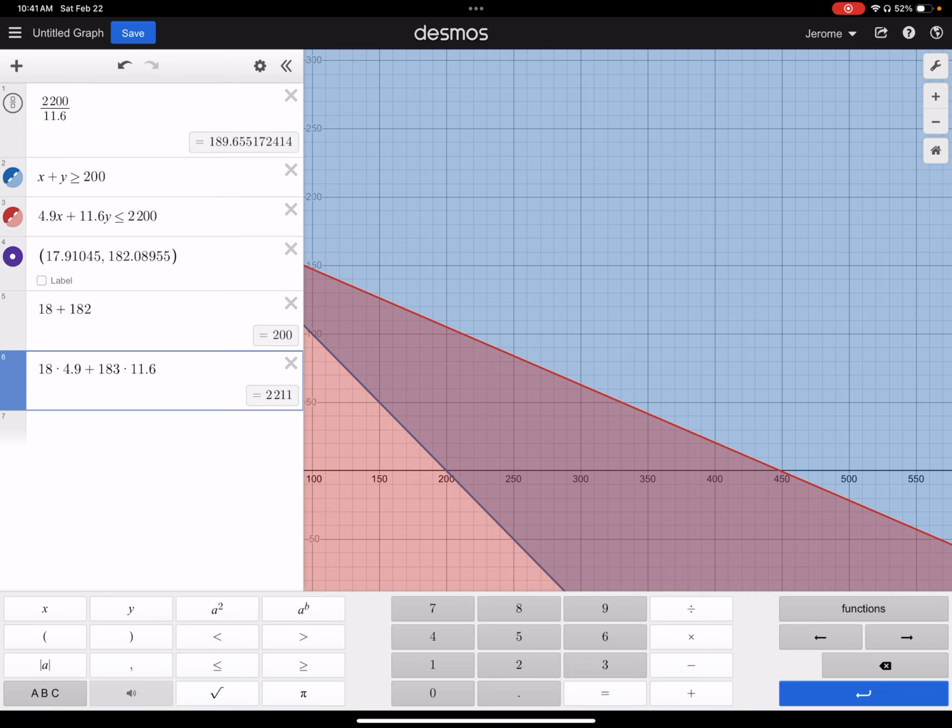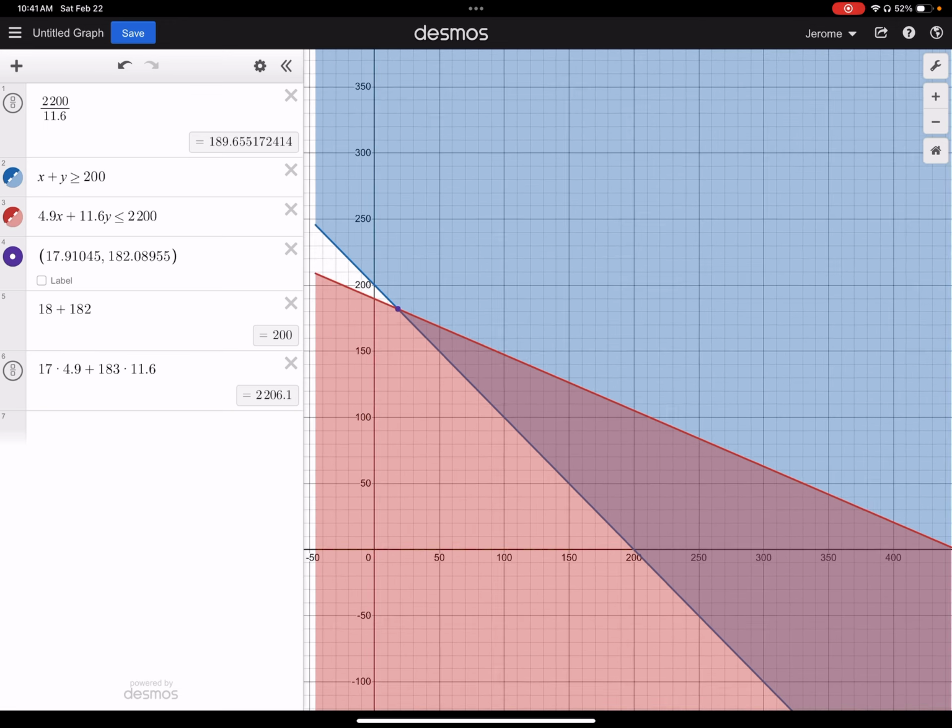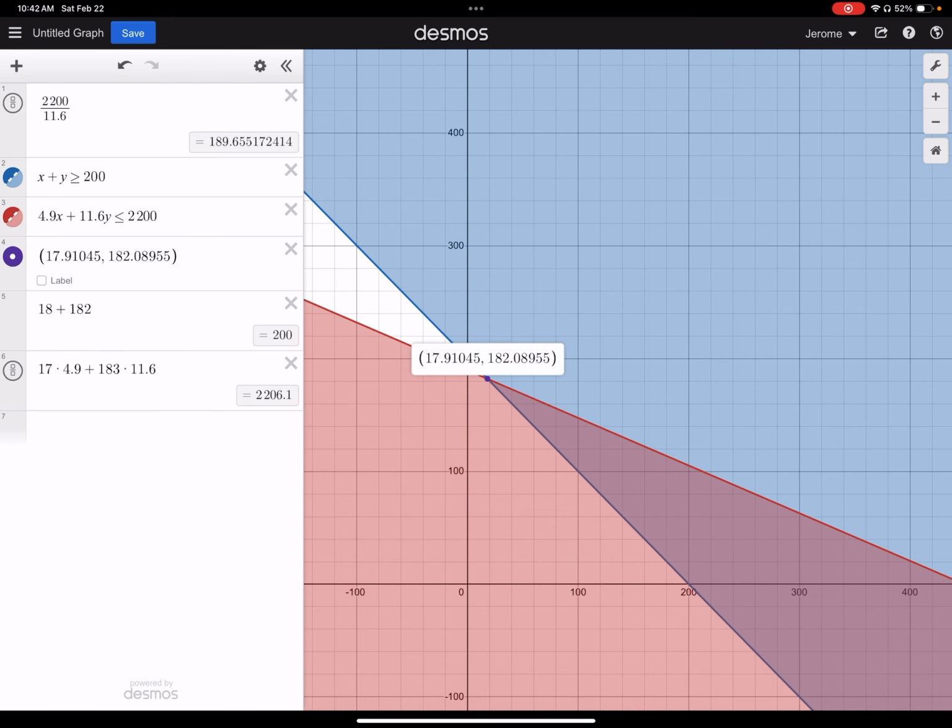Okay, so that just means that I need to subtract away one of these small candles, make that 17. Oh, I'm still over budget. Okay, so then I need to subtract away another one. But none of that is necessary because we already found the optimum solution. And the optimum solution in this case was the biggest y value. And you can see it's the highest point in the region, which represents all the possible solutions anyway.